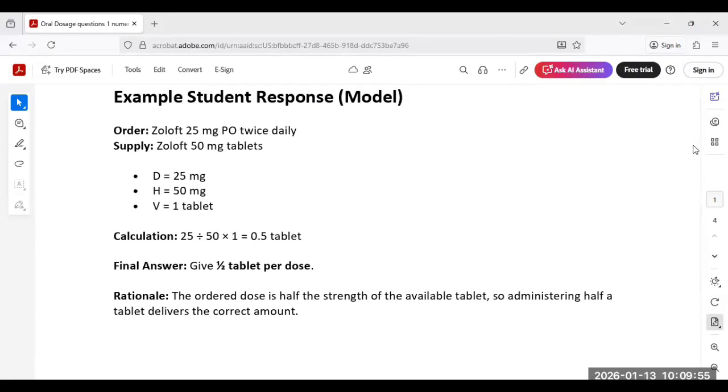So this is showing Zoloft, 25 milligrams by mouth twice daily, and they're having to figure out how much they're giving. So what we're going to do to show what they're using is tell me the parts of the formula, like the desired, or what the doctor ordered, what you have on hand, and the vehicle, which is a tablet or something else, if you're doing that. Then they put it in the calculation and give the final answer, except this auto-corrected to a half. Those of us that do dosages know that it has to be a decimal, not a half like that. I tried to fix it, it wouldn't let me.